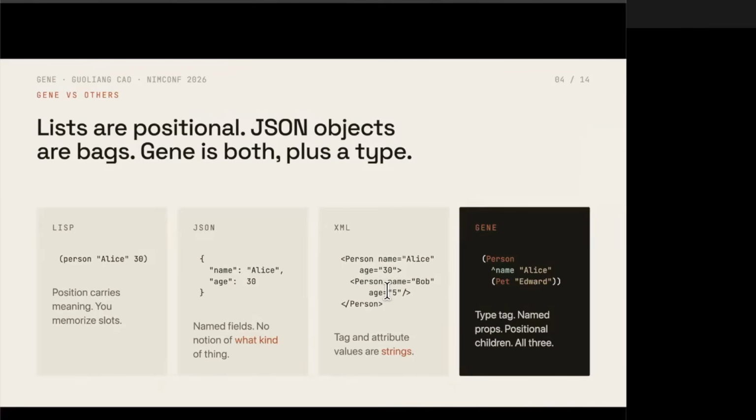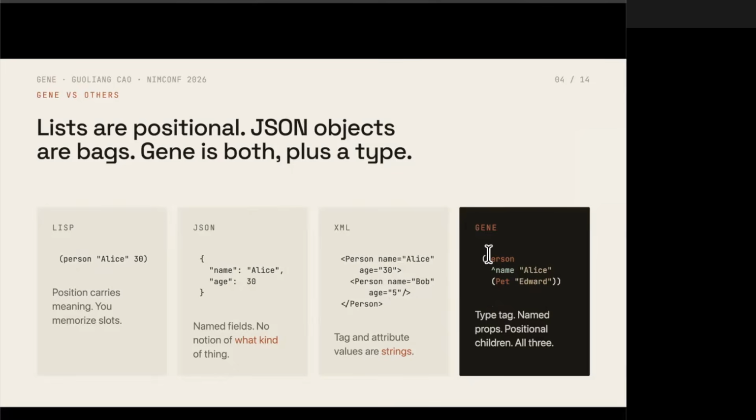But still, you cannot have an integer or a list of integers as children. So that's the limit. Now, as we have shown earlier, Gene is a combination of all of these. You have a type, you have a tag, you have a list of properties like in XML, you have children like in XML, and it's even more than that.